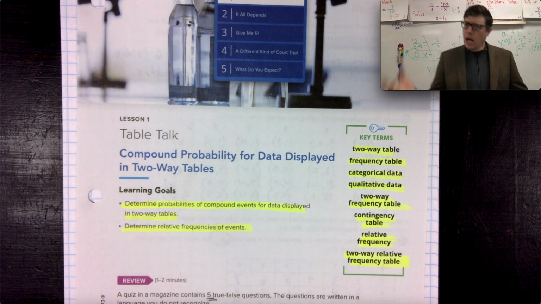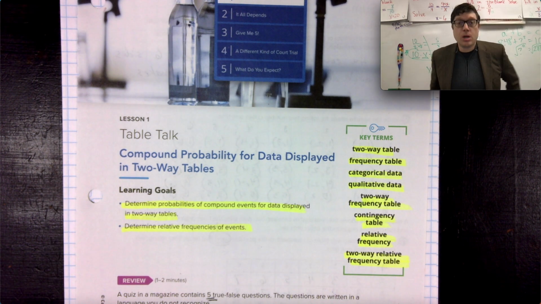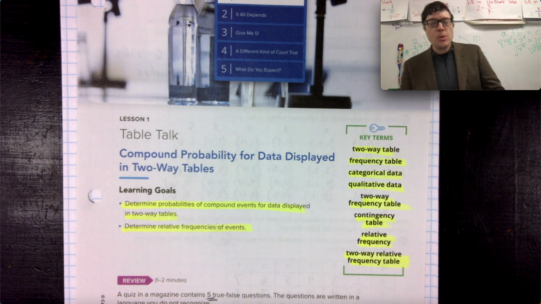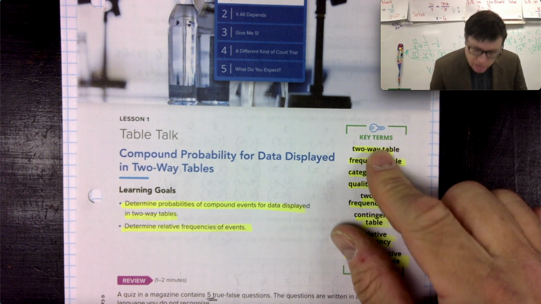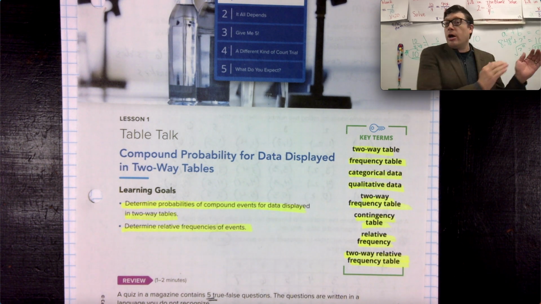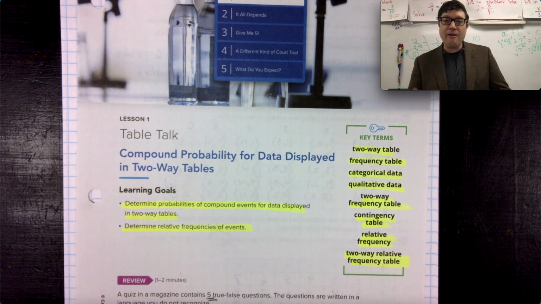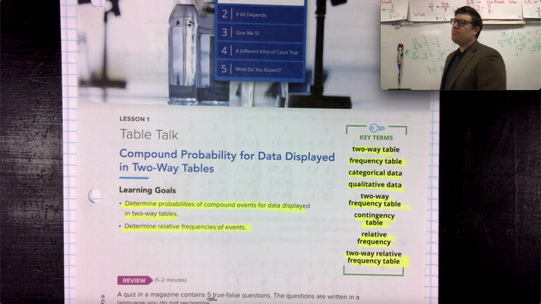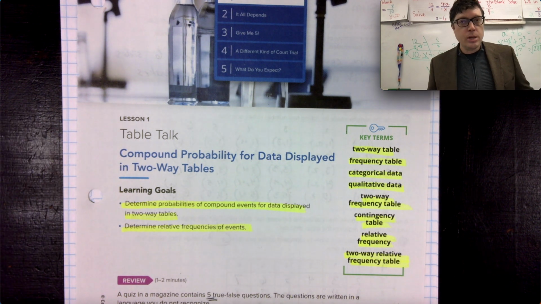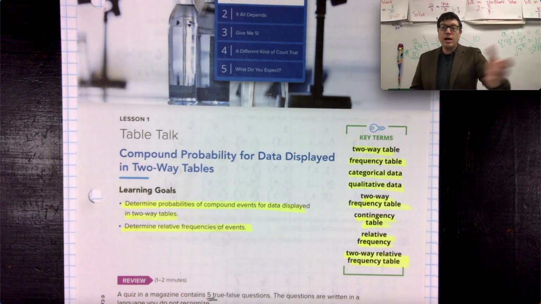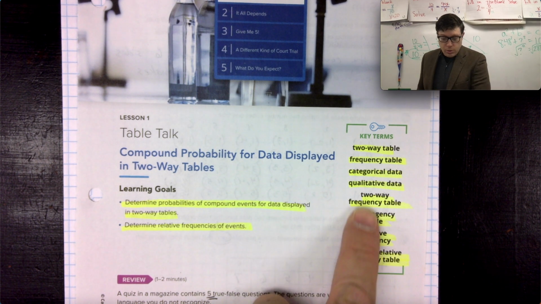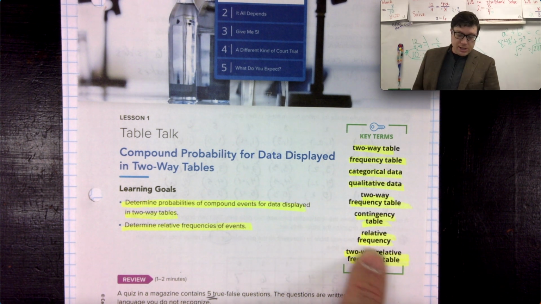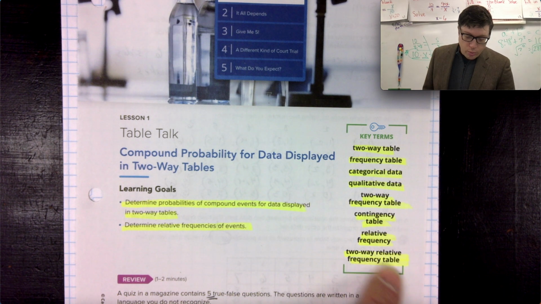Lesson 1. Topic 2, Lesson 1, we're talking about compound probability. We're going to look at probability displays. We're going to talk about frequency tables. In fact, our list of key terms for the next slog of lessons is supporting the idea of representing a scenario with multiple events or situations, and then being able to calculate the probability of how likely something happened given those two events interacting. Definitely highlight the vocabulary words: two-way table, frequency table, categorical data, qualitative data, two-way frequency table, contingency table, relative frequency, and two-way relative frequency table.